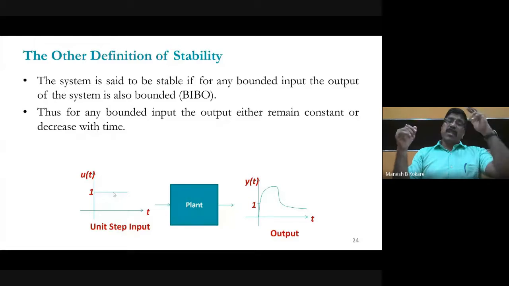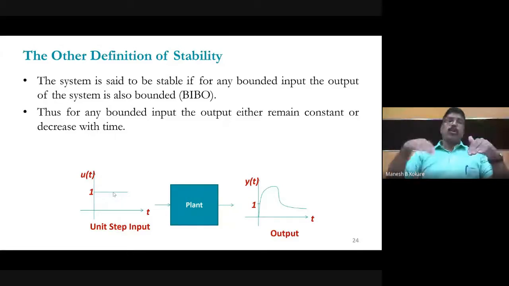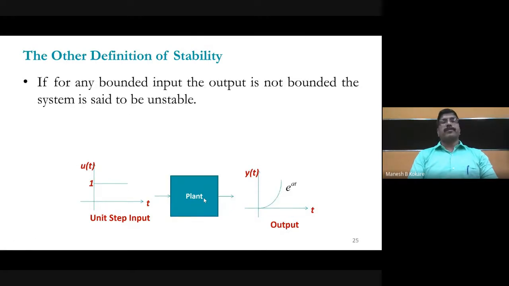Also, if there is no input, your output should reach 0. So for any bounded input, the output either remains constant or decreases with time, and that system is considered stable. See, this is the bounded input, right? And you have given that to the plant and your output is also not reaching infinity. So such a system is considered a stable system.